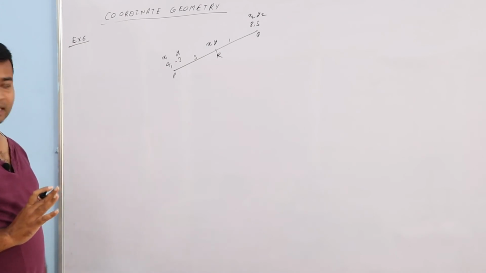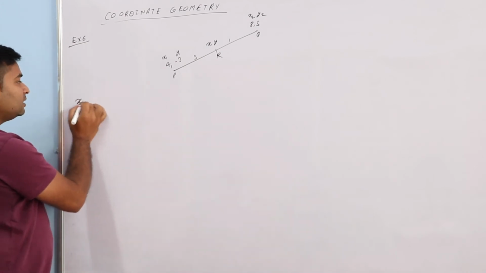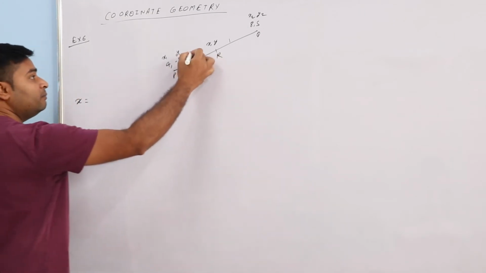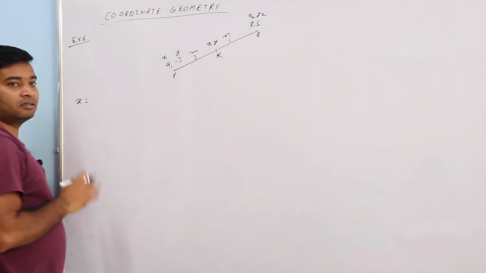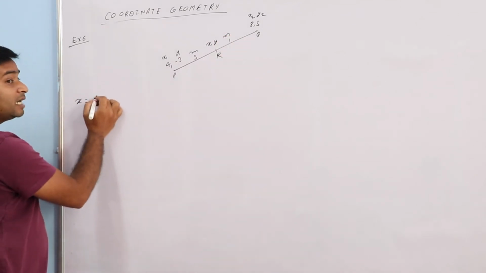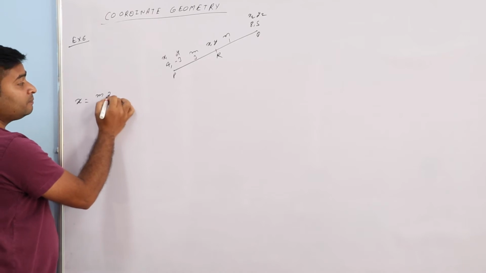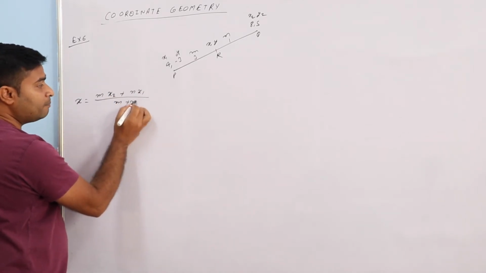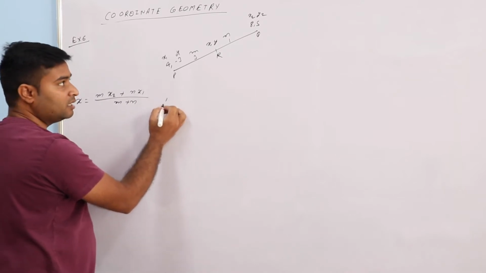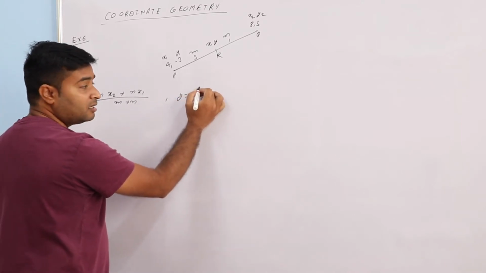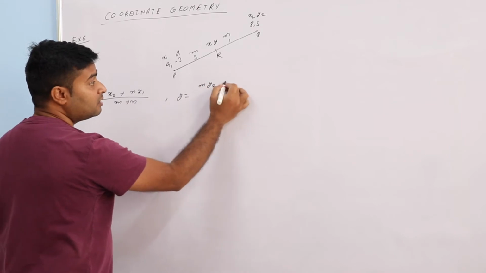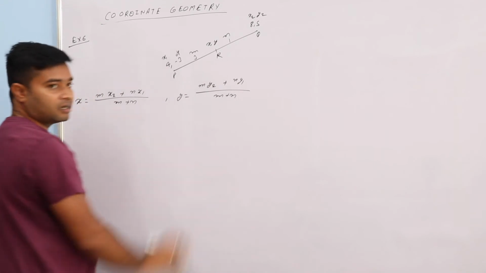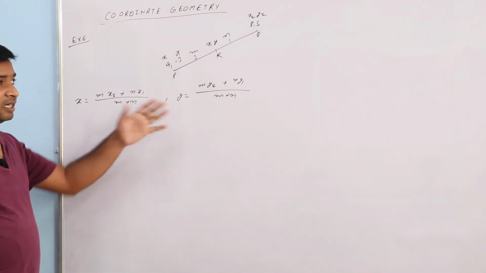See there, this is m and this is n. Now see there and say the formula. x is equal to m x2 plus n x1 by m plus n. Read the one for y also: y is equal to m y2 plus n y1 by m plus n. Correct? At least read it.